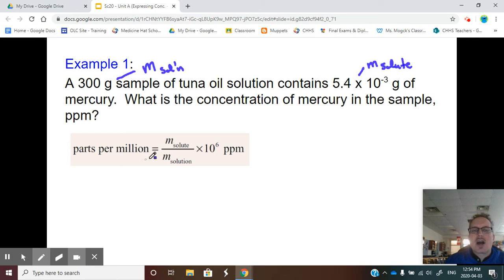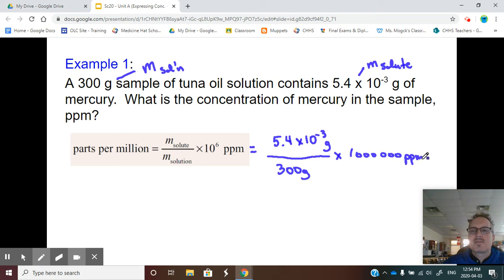So again, we're going to copy the formula straight off of page 10 in the data booklet. That's going to be worth 1 mark. We're going to substitute in, mass of solute goes on top. 5.4 times 10 to the negative 3 grams divided by 300 grams. And then we're going to times by 1 million. And I like writing it as 1 million myself.